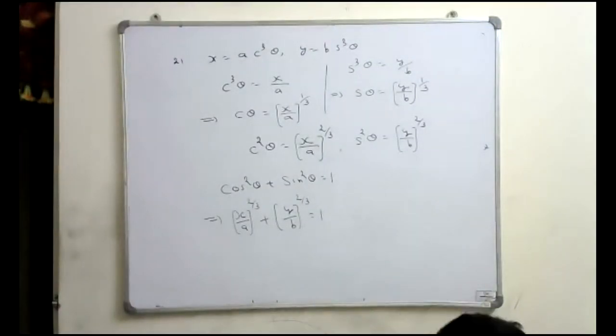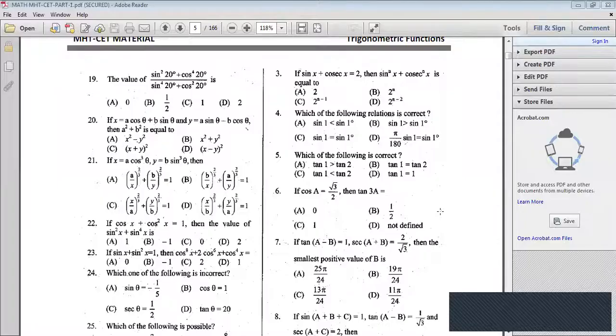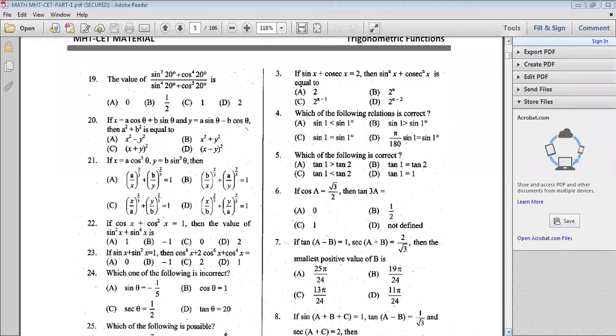Done, sir. Look at the next problem. Observe this 22nd problem.